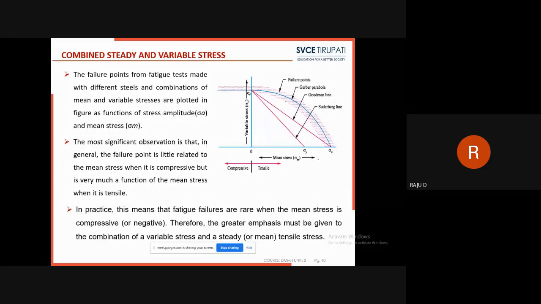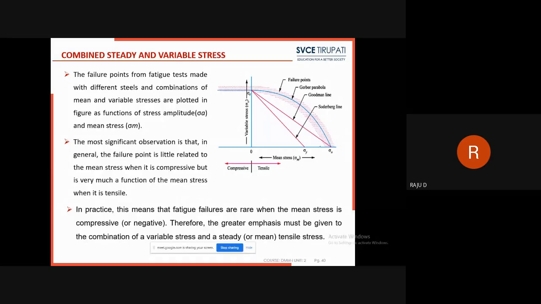Variable means variable stress. Variable means subtraction. Combined means addition. Okay, so by taking these theorems, how are we going to calculate? Under combined stress, steady and variable loading conditions, we use three theorems: Goodman's line, Soderberg line, and Gerber line.